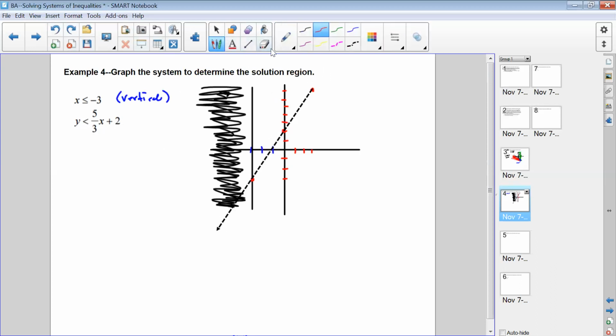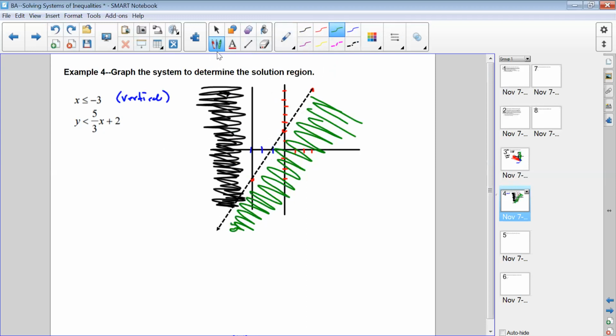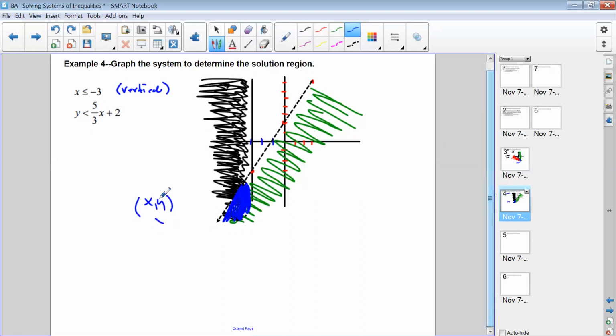So I want everything less than this line, and I'm looking for where they overlap. And they actually overlap. Remember, this line keeps getting real close to it. So we see that there's an overlap right here in this region. Again, any ordered pair in this region satisfies this inequality and this inequality.